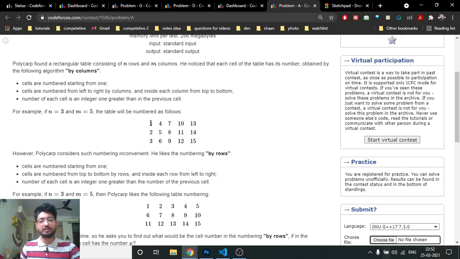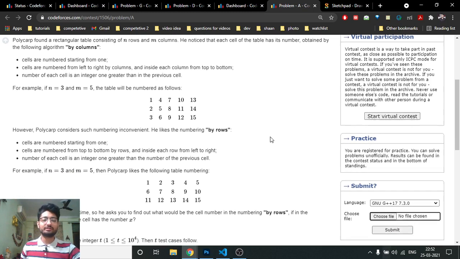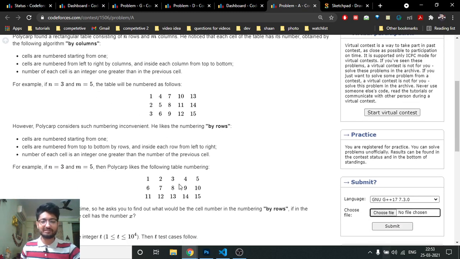So this is a 3 rows, 5 columns matrix, and the numbers are written in this table in a column-wise fashion, like 1 2 3 4 5 6 7 8 9 in this fashion. But now there is one more table of the same dimensions, where the numbers are written row-wise. As you can see, 1 2 3 4 5 6 7 8 9 10.